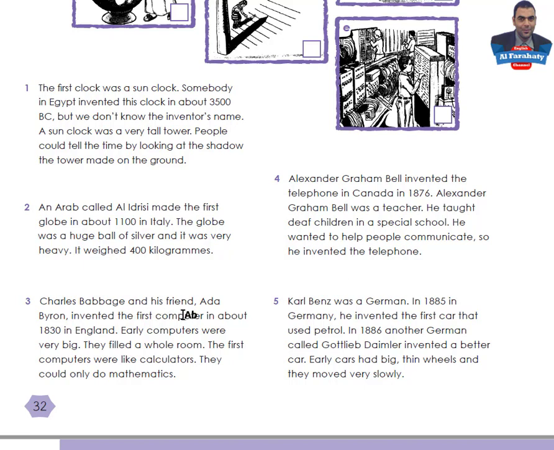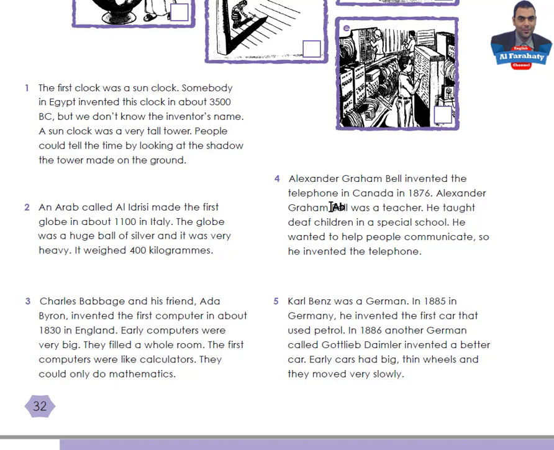3. Charles Babbage and his friend Ada Byron invented the first computer in about 1830 in England. And you can see this number 1830 in England. Early computers were very big. They filled the whole room. The first computers were like calculators. They could only do mathematics.